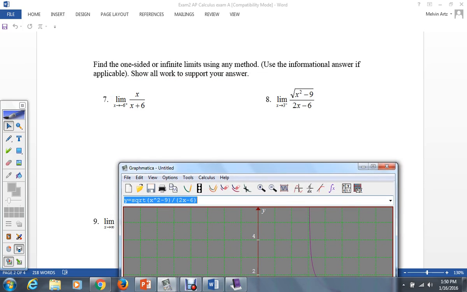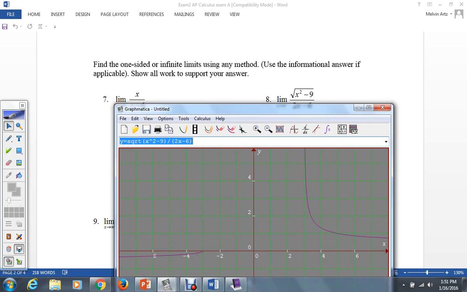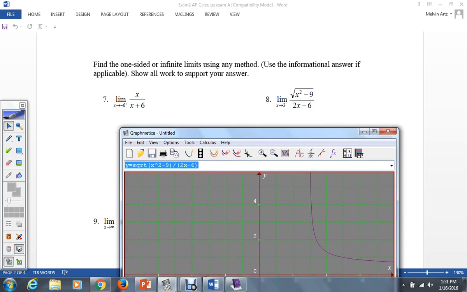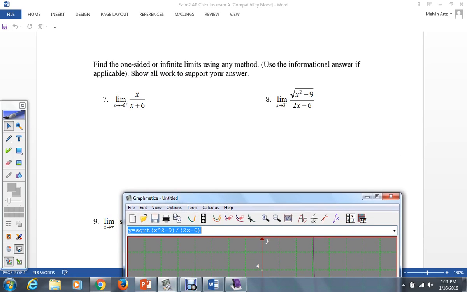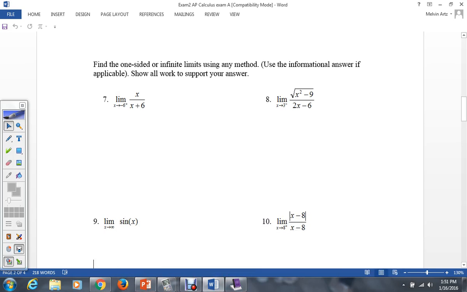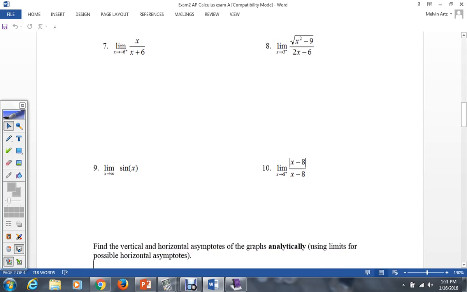Do you see if we plugged in 0, we'd get a -9 under the square root. It's undefined. If we plugged in 1 or 2, it's still going to give us a negative value. So this is not defined when x approaches 3 from the left. So the only thing that we could write for this one is that this one does not exist. So number 8, we would write does not exist.